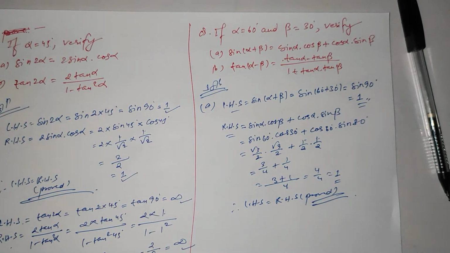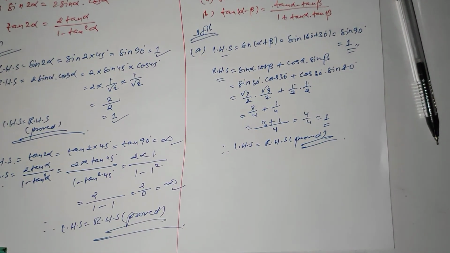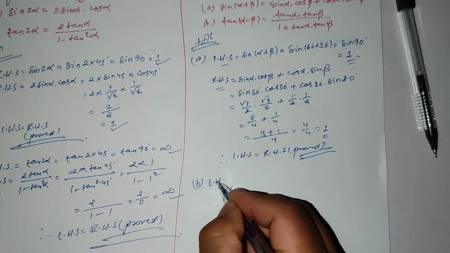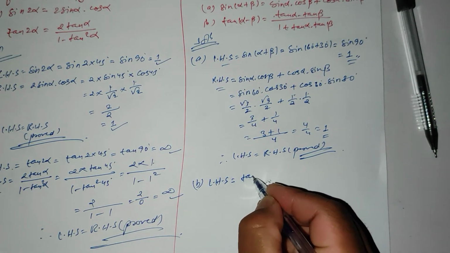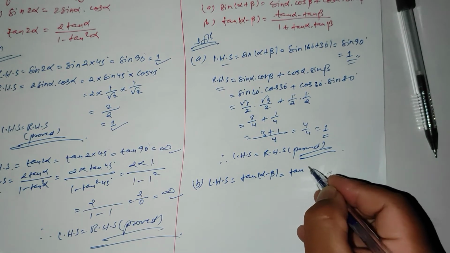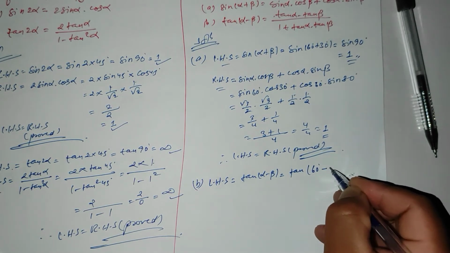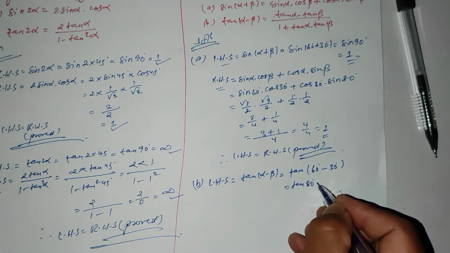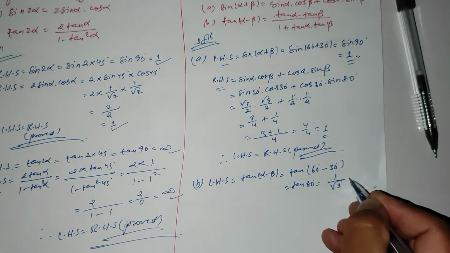Okay. Now let's solve part B. In part B, the left hand side is equal to tan(alpha minus beta). Put the values of alpha and beta. Alpha is 60 degrees minus beta is 30 degrees. That is equal to tan 30 degrees. Tan 30 degrees equals 1 by root 3.